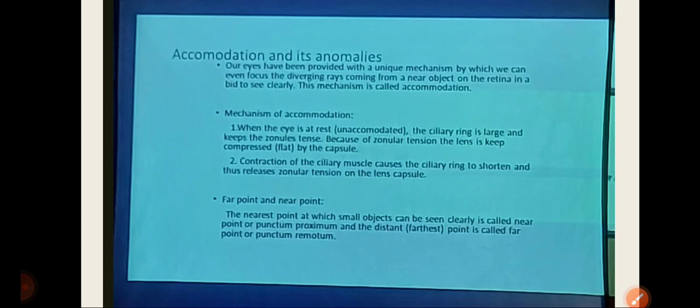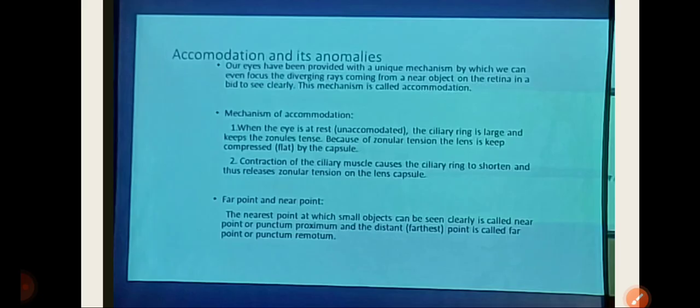So what will be the average time to focus at near and far point? Research shows that the average time for far to near accommodation is 0.64 seconds, and the average time for near to far accommodation is 0.56 seconds.